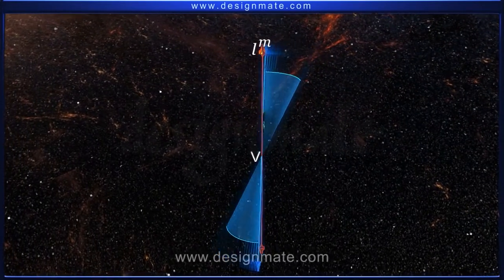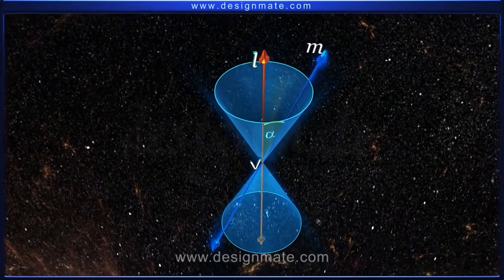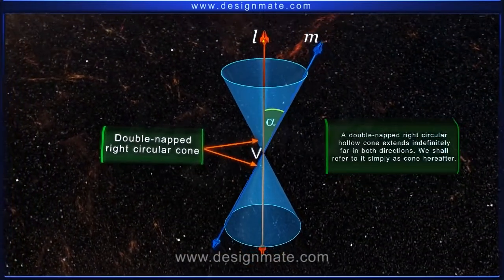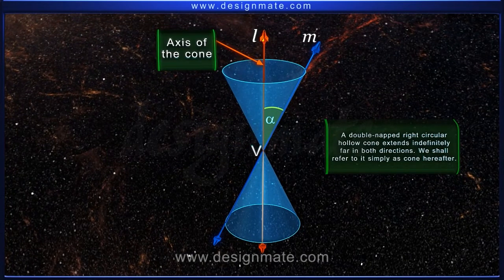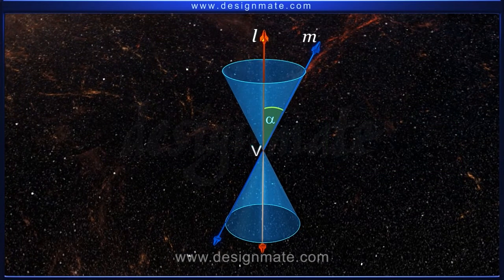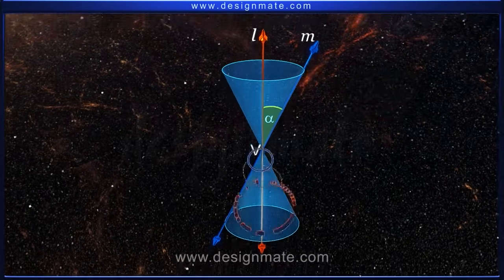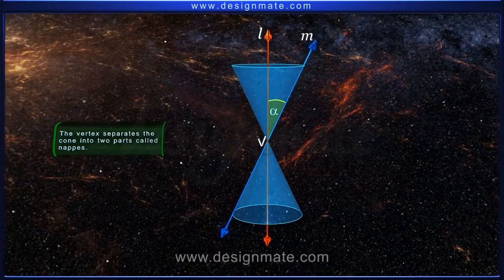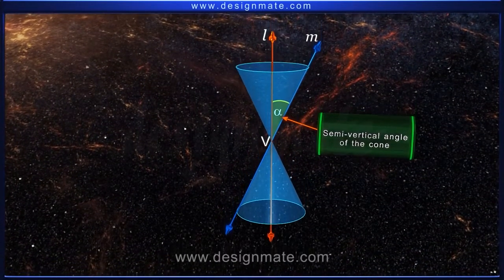Rotate the line M in such a way that the angle alpha remains constant. The shape generated is a double-napped right circular cone. The line L is the axis of the cone, and rotating line M is called the generator of the cone. The point V is the vertex. The angle alpha is known as the semi-vertical angle of the cone.